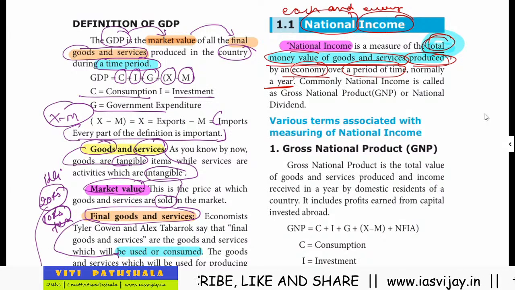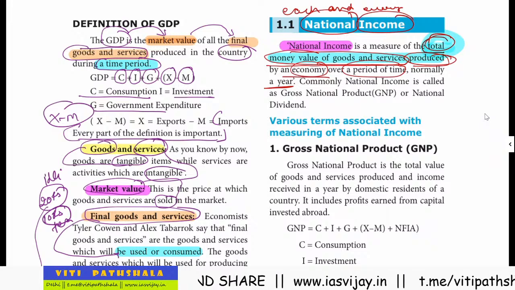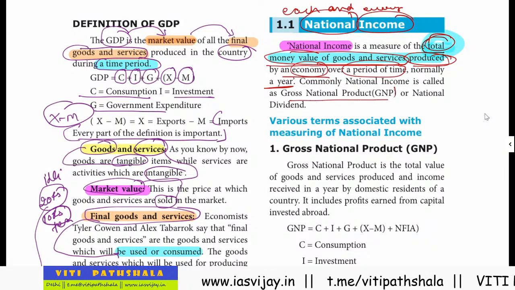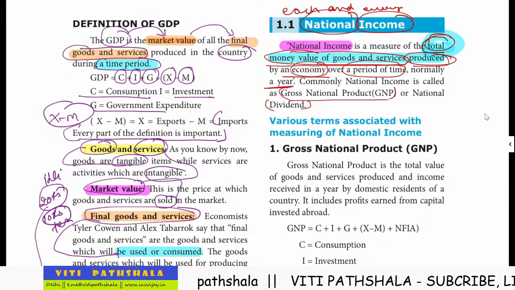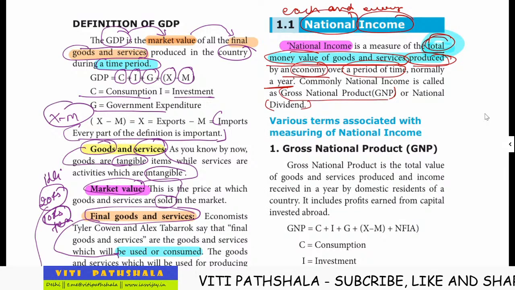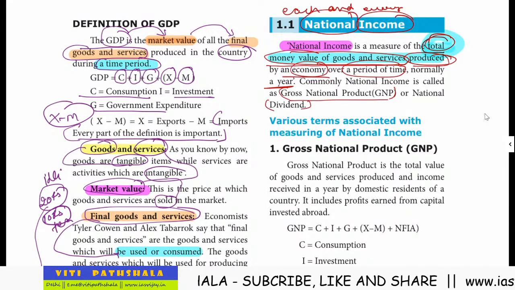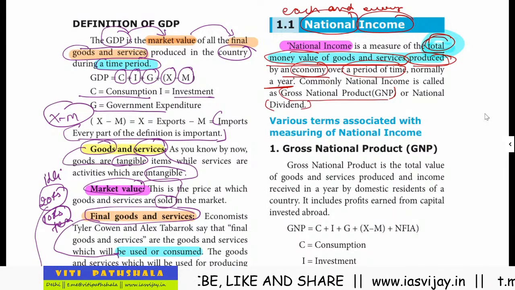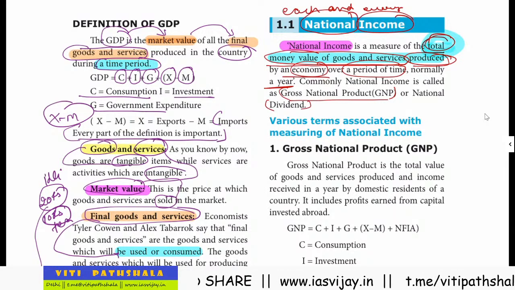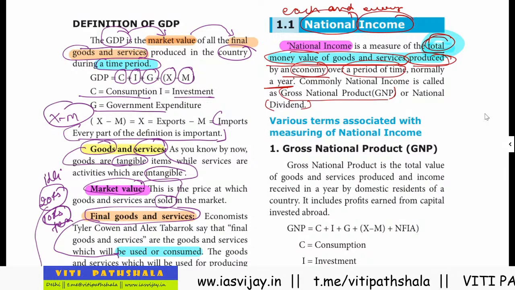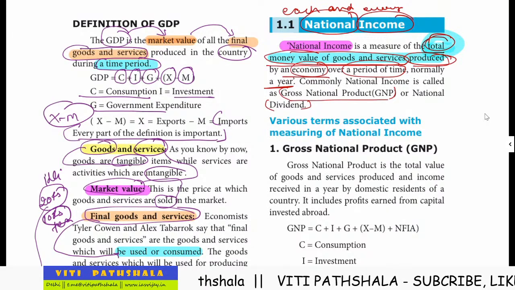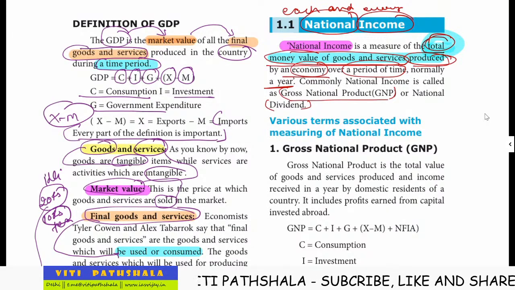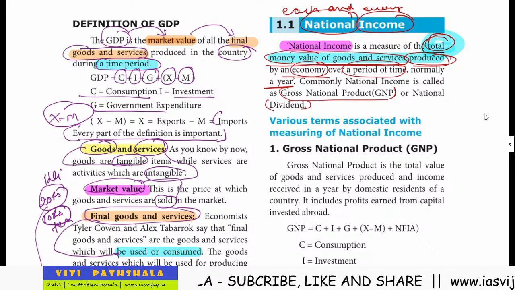Now, commonly, national income is called the gross national product or national dividend. So, in easy words, if I tell you about national income, what is that? National income is the income of a country's production for a period. The production of the goods and services, that is called the national income.